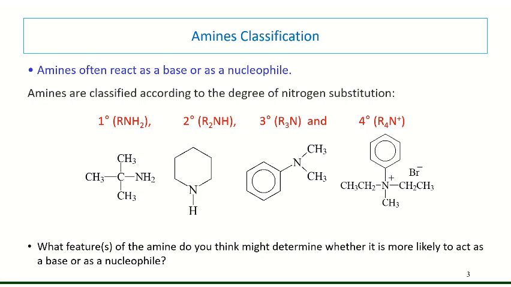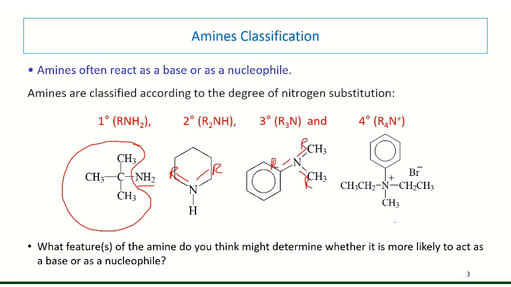You can classify these as primary, secondary. You can see here, for example, the primary has just one R group. Secondary, because there are two R groups. Tertiary, because there are three R groups.